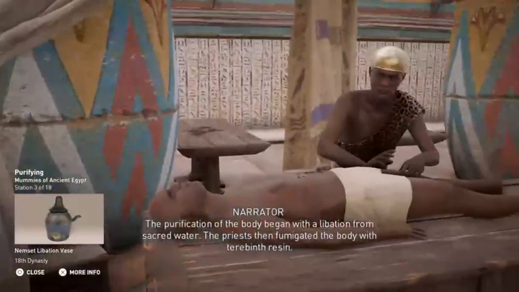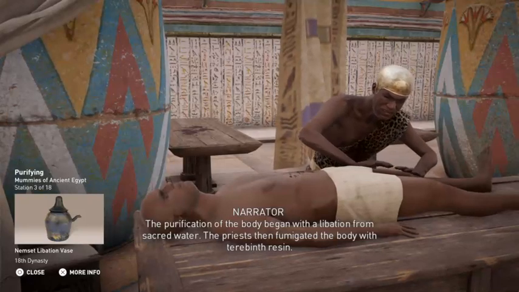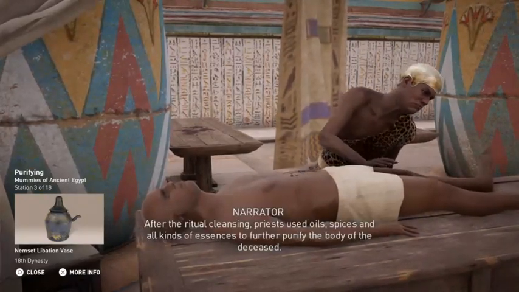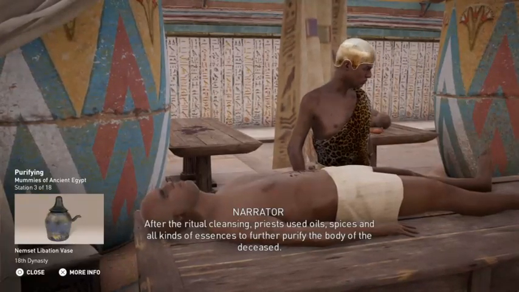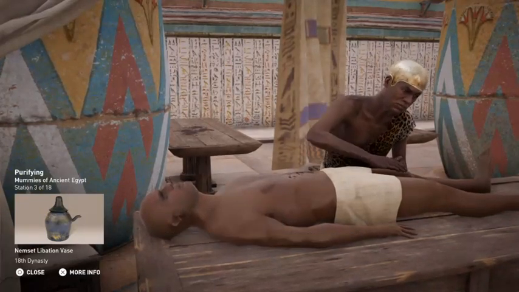Purification of the body began with a libation from sacred water. The priest then fumigated the body with terebinth resin. After the ritual cleansing, priests used oils, spices, and all kinds of essences to further purify the body of the deceased. Finally, all body hair was meticulously removed.